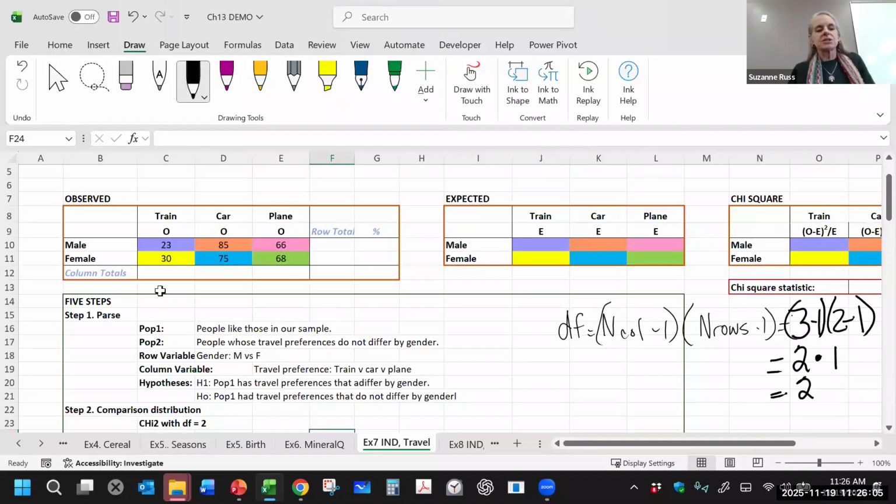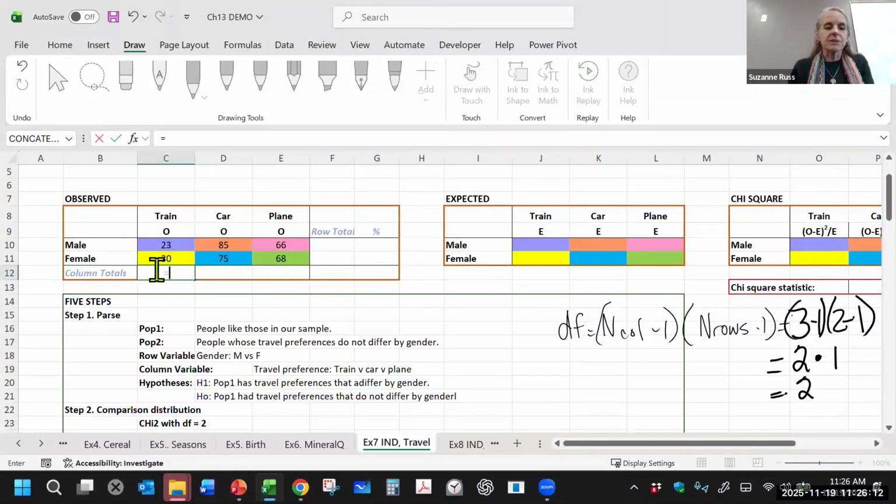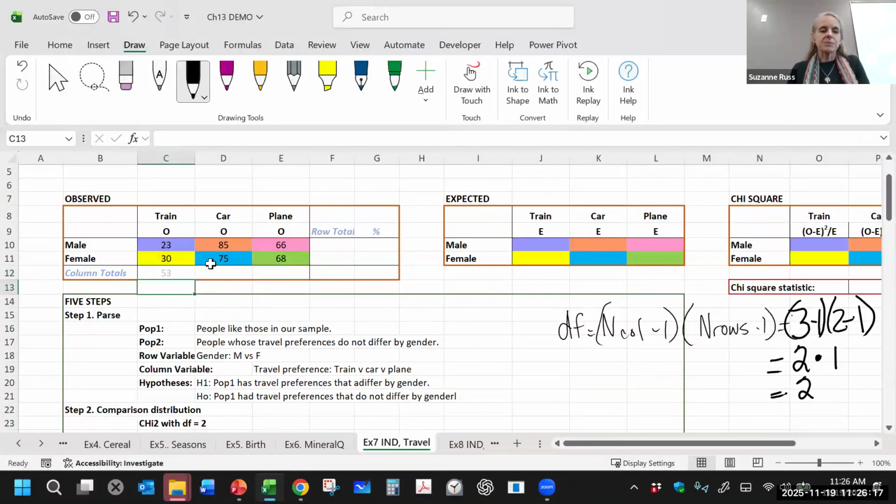The very first thing to do is to get our row totals and column totals. All right, so let's go ahead and sum up our columns first of all. I have these in light gray just because we're not using them for that. Actually, it's a little difficult to see, but we'll just leave it alone for now. And we should be able to just copy and paste that in. So it looks like in our sample, we had 53 people who preferred to travel by train, 160 by car, and 134 by plane.